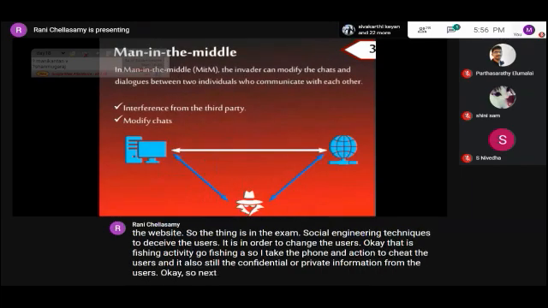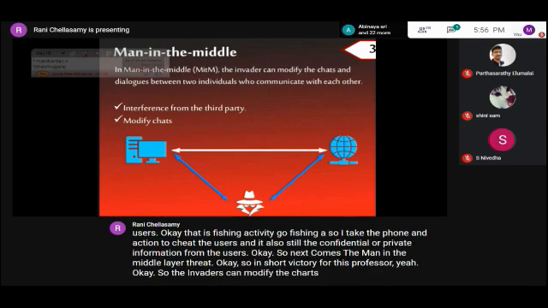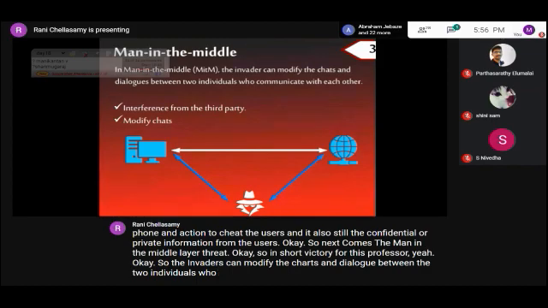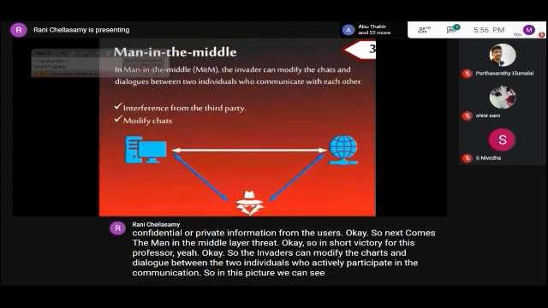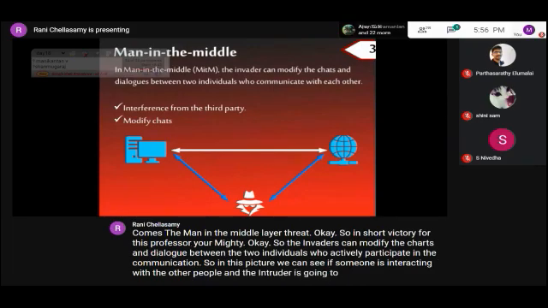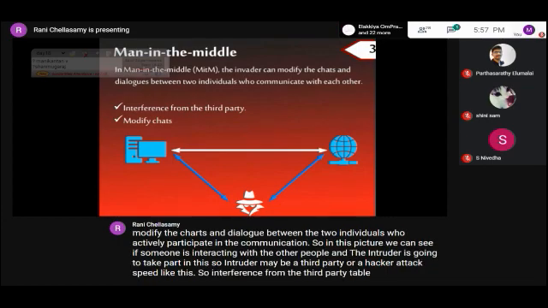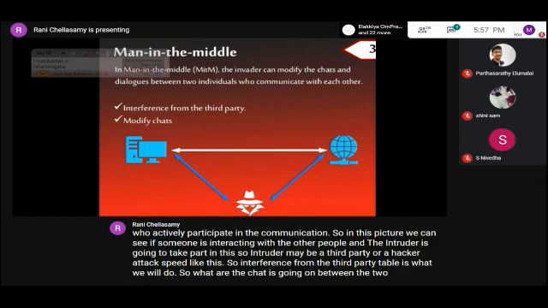Okay. So next comes the man in the middle threat. In short, we can call this threat a MITM. The invader can modify the chats and dialogues between the two individuals who actively participate in the communication. So in this picture you can see someone is interacting with the other people, and the intruder is going to take part in this. The intruder may be a third party or a hacker. So what will they do, with interference from the third party? Whatever chat is going on between the two persons, they will change the contents of the chat.